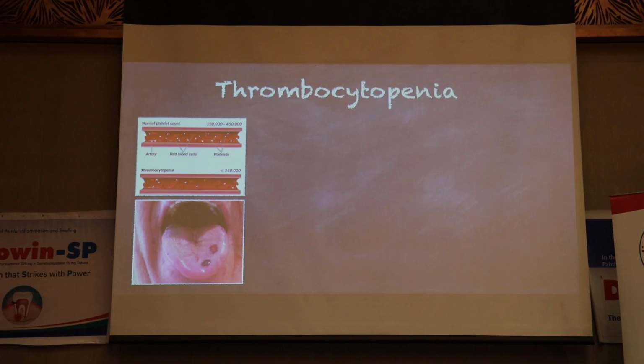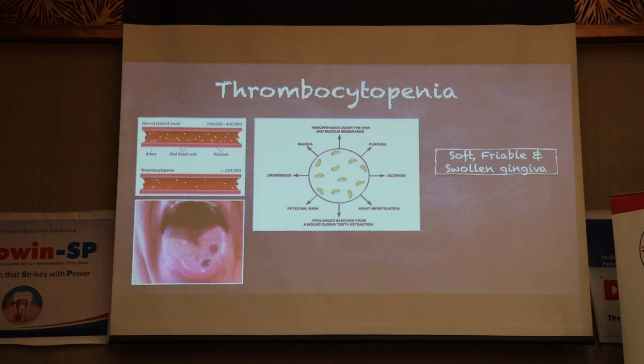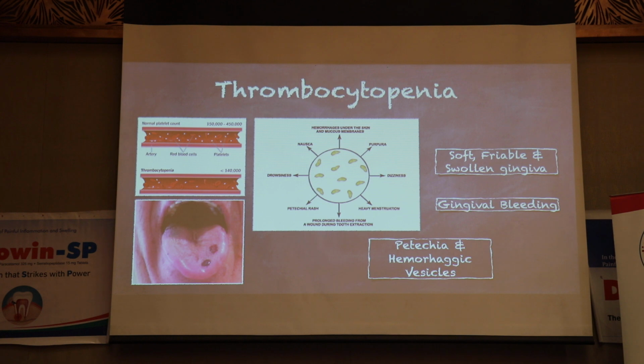Again, thrombocytopenia, when we have a lower platelet count: the symptoms would be petechiae, ecchymosis, heavy menstruation, dizziness, nausea. Basically, the platelet count is low, so the bleeding time and the clotting time will get altered. What we clinically see is soft, friable and swollen gingiva, gingival bleeding, petechiae and hemorrhagic vesicles, which we can see commonly in the palate, buccal mucosa and tonsillar pillar.